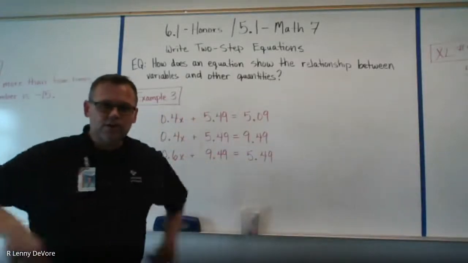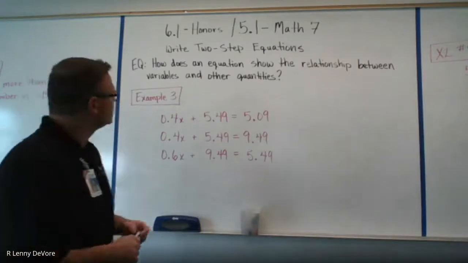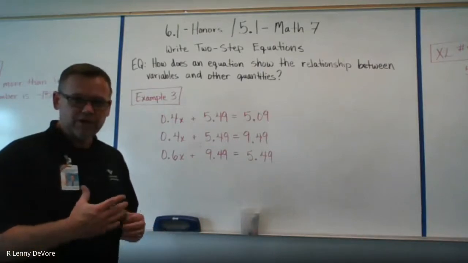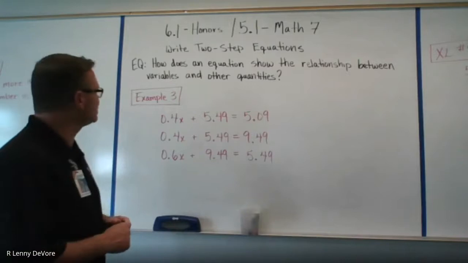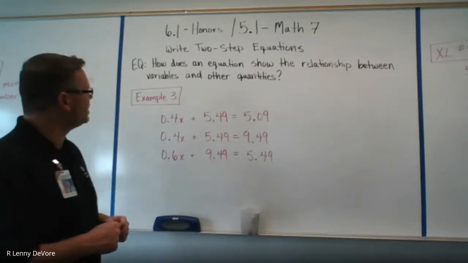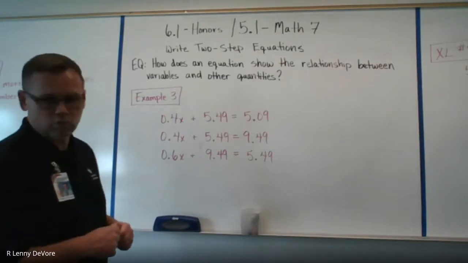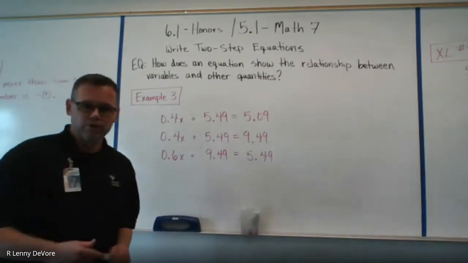Okay, guys, so 6.1 honors, 5.1 math 7. So we're going to write two-step equations. Now, I think it's actually harder to write these out than it is to actually solve them, so it is a little bit tough. The essential question here is, how does an equation show the relationship between variables and other quantities? Okay, so I'm going to read you example 3, okay?